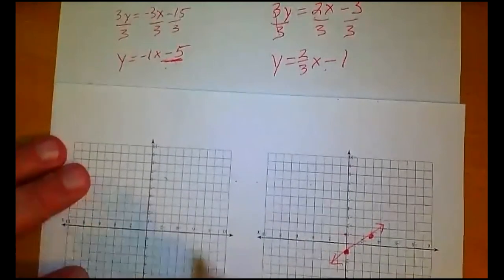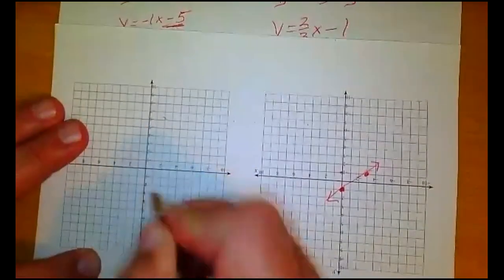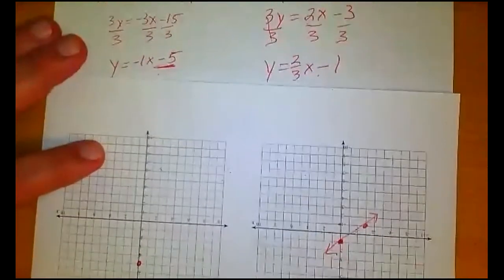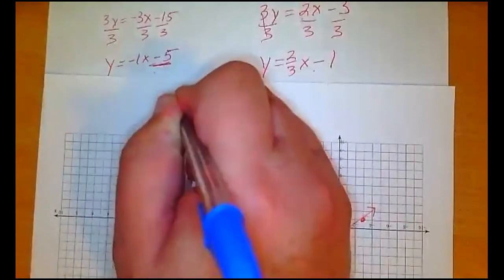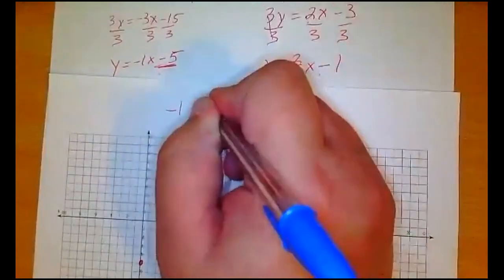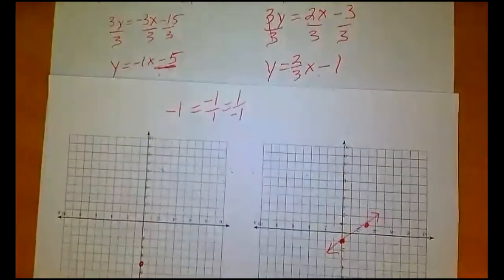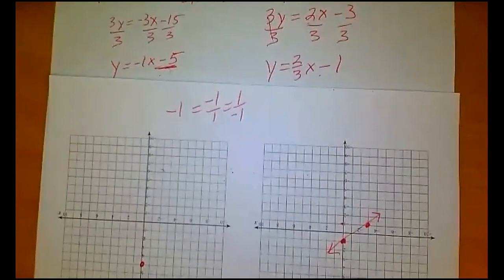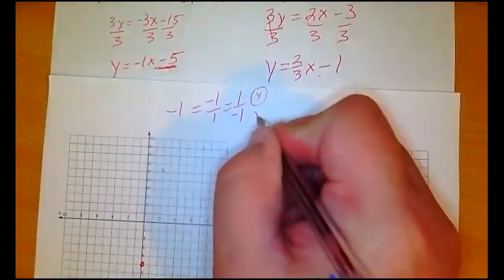All right. So I'm going to graph 1, 2, 3, 4, -5. And the slope on this is -1. Now remember, a slope of -1 is going to be either -1 over 1 or 1 over -1. It doesn't really matter, all right? Now, personally, I'm just going to do -1 over 1. This is y, this is x.